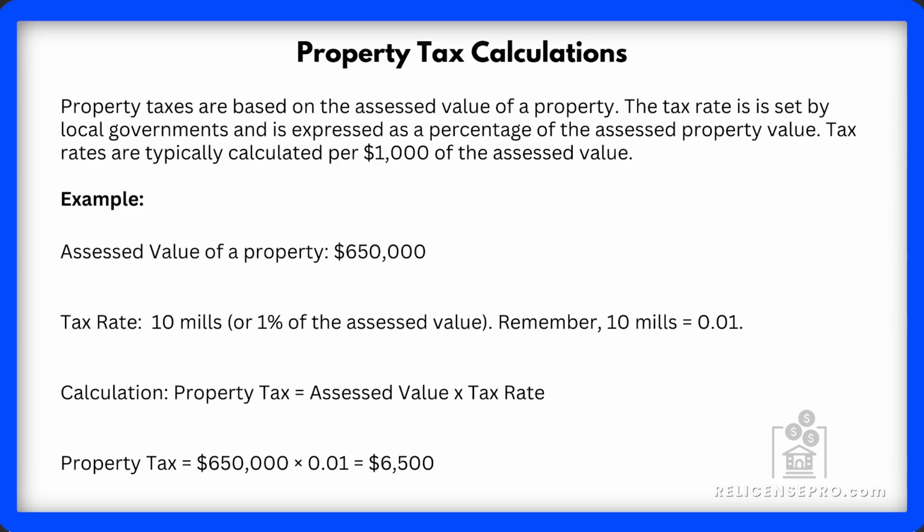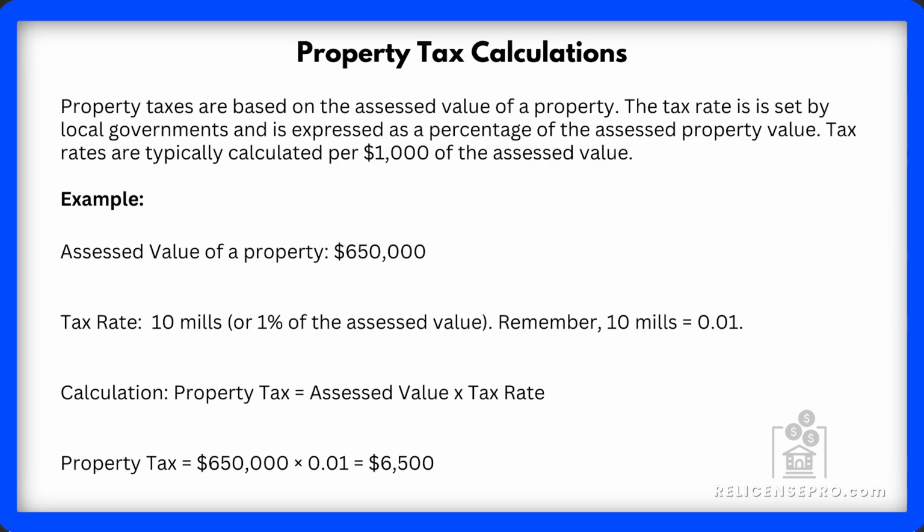Number one, property taxes are based on the assessed value of a property. The tax rate is set by the local governments and is expressed as a percentage of the assessed property value. Tax rates are typically calculated per $1,000 of assessed value. The example here is an assessed value of a property at around $650,000. The tax rate is 10 mils, or 1% of the assessed value.